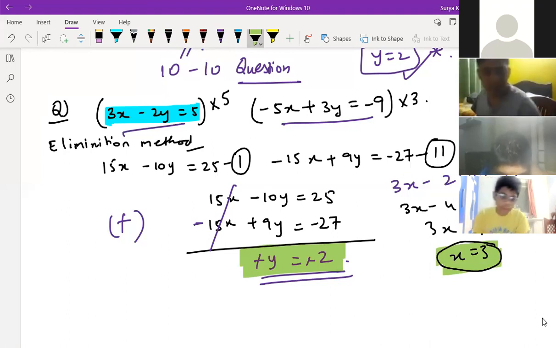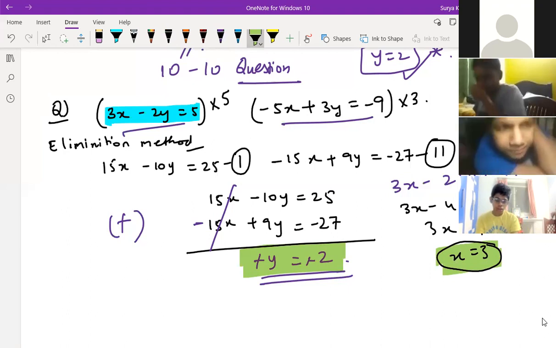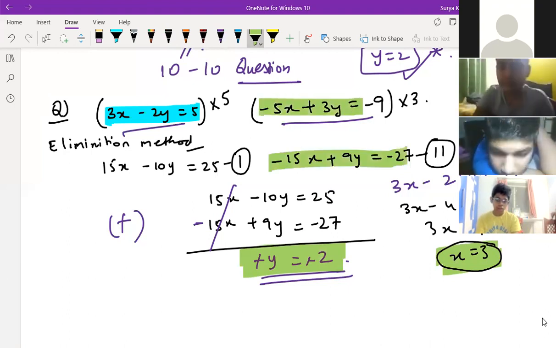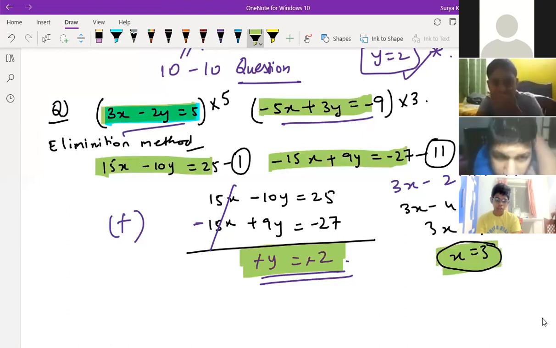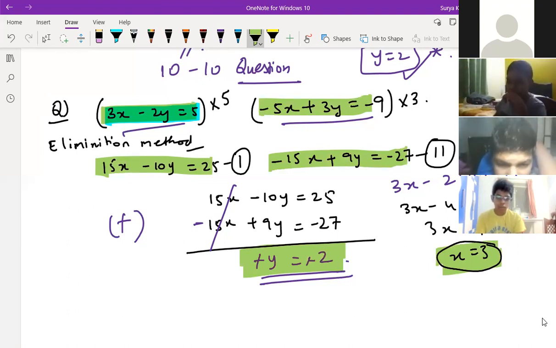Satvik, just check. One doubt is if we substitute the y into first or second, we'll get the same answer for x, right? Okay, substitute in second also, no problem. You can substitute here also. You will get the same answer. No doubt, sir. So this is the easiest method than substitution also.